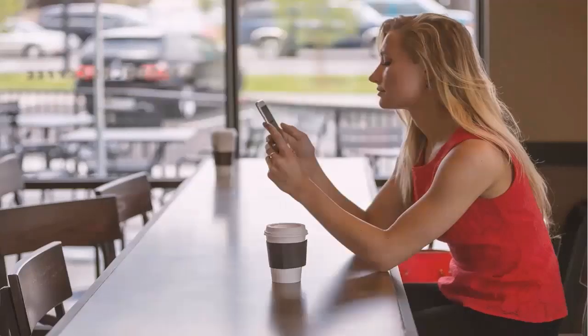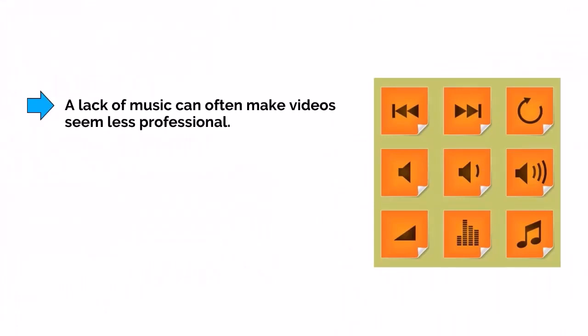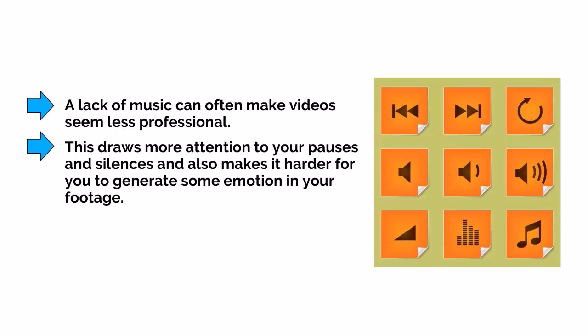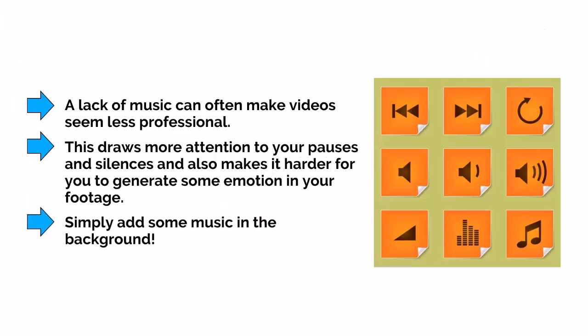As I mentioned, live streaming videos mean that you can't add any editing after you've already filmed the video. This also means you'll need to do as much as you can to add to the footage in other ways. For instance, the lack of music can often make videos seem less professional, and this draws more attention to your pauses and silences, and it also makes it harder for you to generate some emotion in your footage. So, what can you do to get around this? Well, simply add some music in the background.